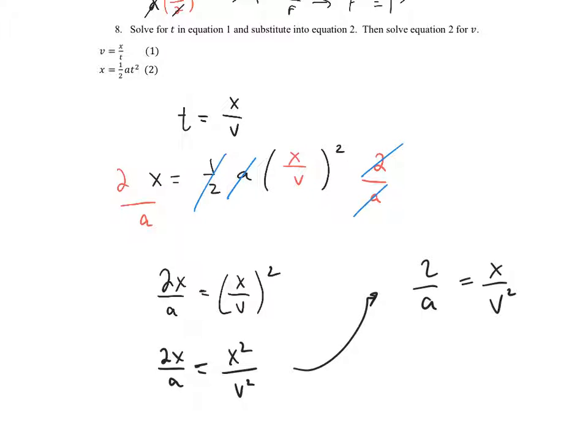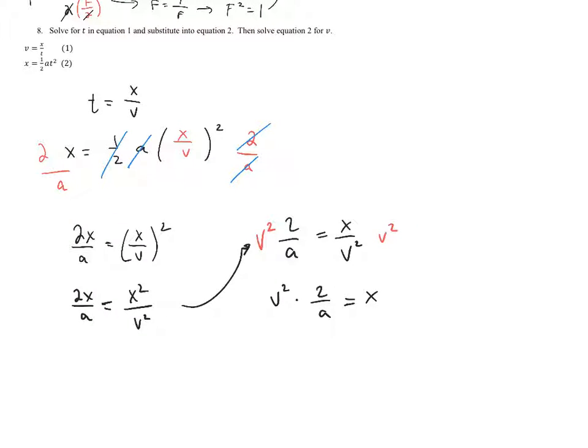I want to get v by itself. I'm going to multiply by v squared on both sides, making the left-hand side v squared times 2 over a equals x. Then I want to get rid of 2 over a. So to get rid of 2 over a, I'm going to multiply by a over 2. And then finally, the last step, I'm going to take the square root. Okay? So that's my final answer: v equals plus or minus the square root of x times a over 2. A lot of work to get a simple solution, or what seemingly looks simple, but it's a very powerful solution.